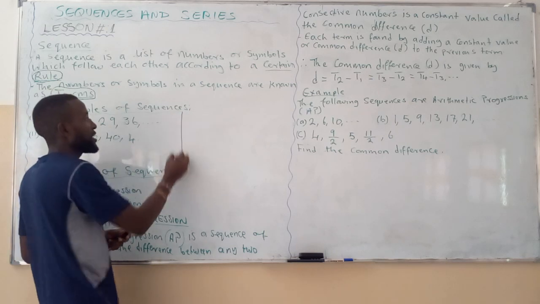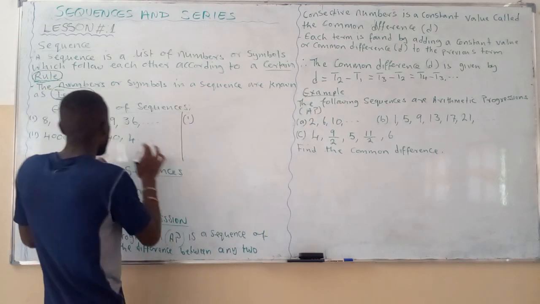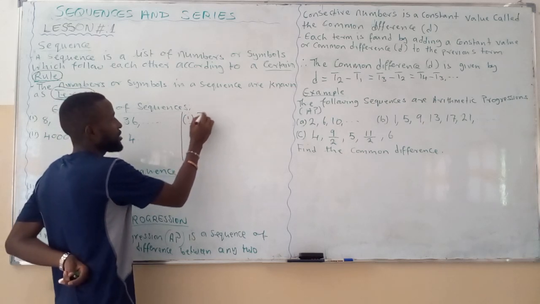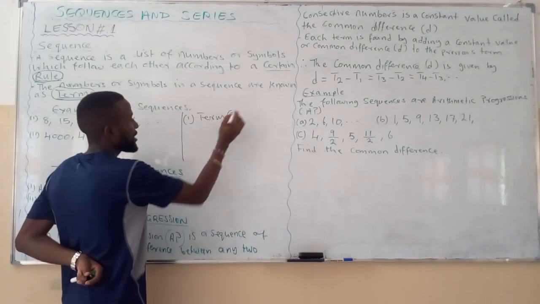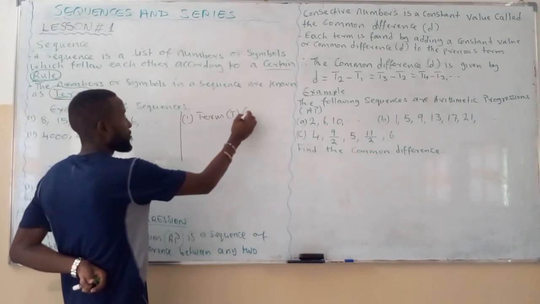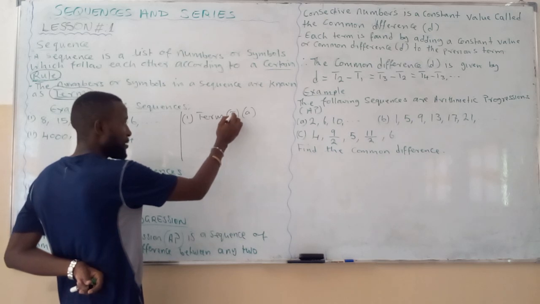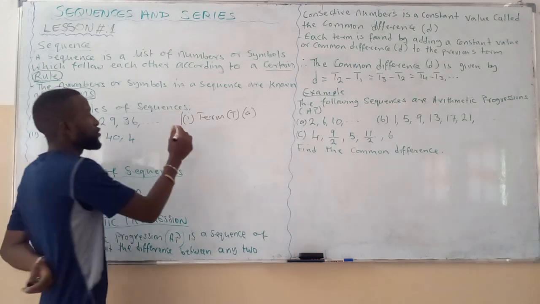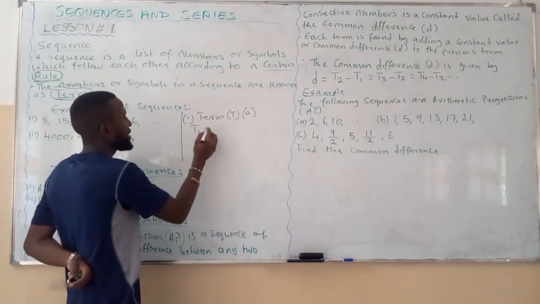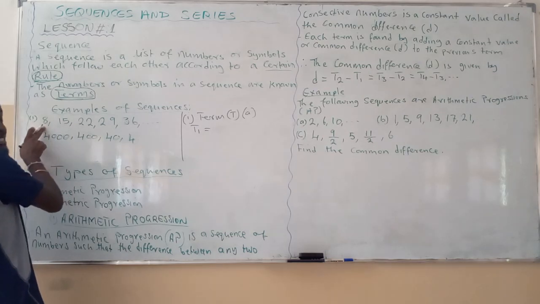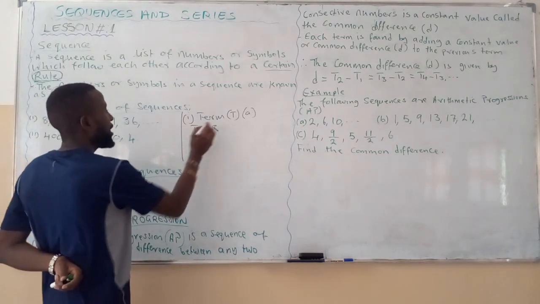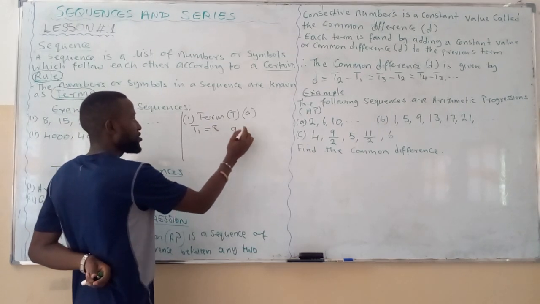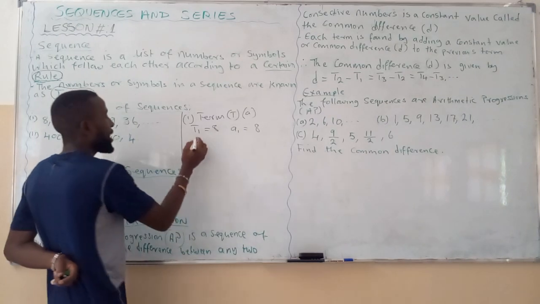Now let's look at Roman numeral number 1. All these here are the terms of the sequence. We can abbreviate term in this manner, using the letter A. This is how you can represent terms. So let us look at term 1. What is my term 1 in the sequence in Roman numeral 1? Term 1 is 8. You can also say A1, which is term 1, is the same as 8.